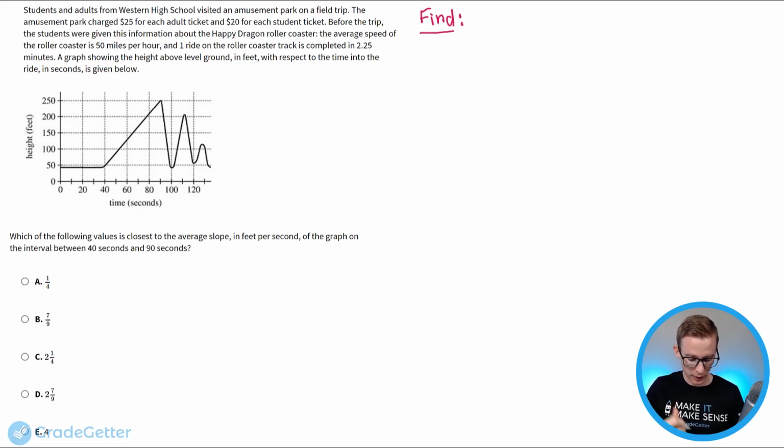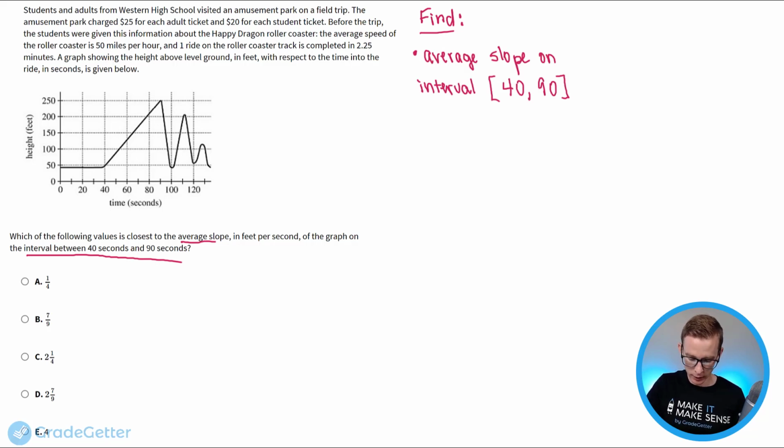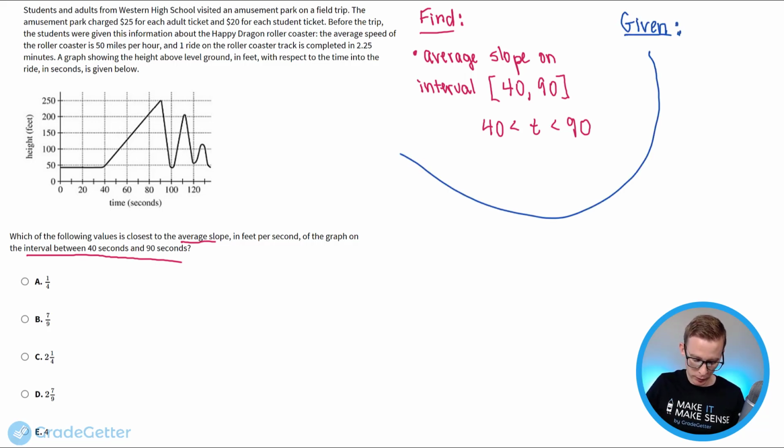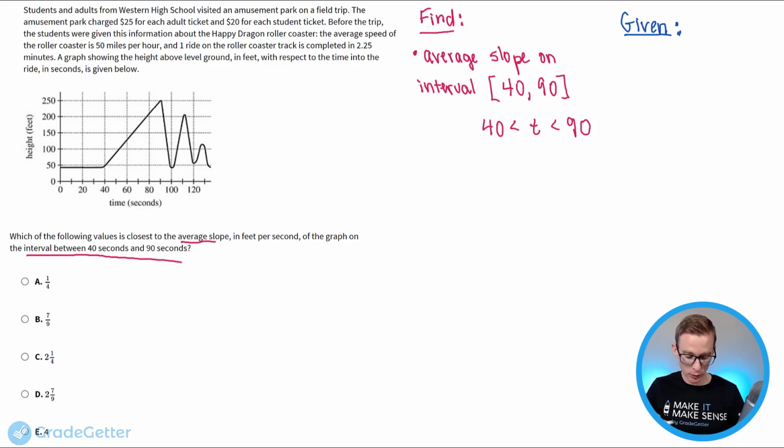And so what we want to find is the average slope in feet per second of the graph on the interval between 40 seconds and 90 seconds. So I've written that here, or you could also say the interval of 40 to 90 like this, where t is in between 40 and 90. Now, our given information is really all captured here in this graph, so I'm not going to redraw that.